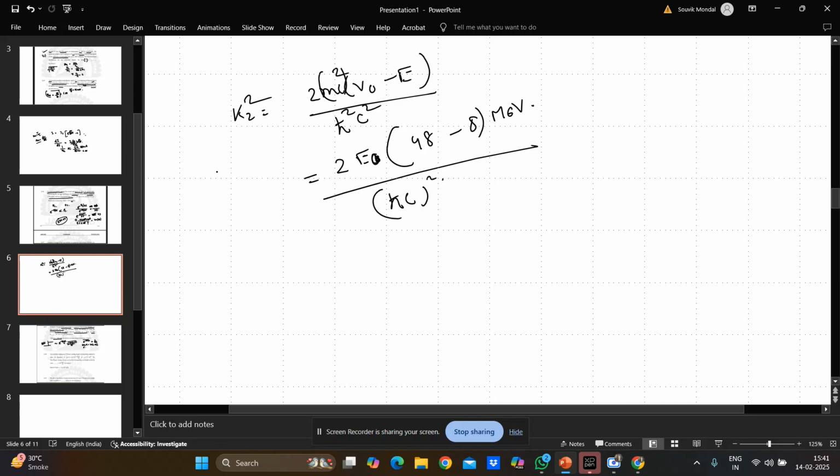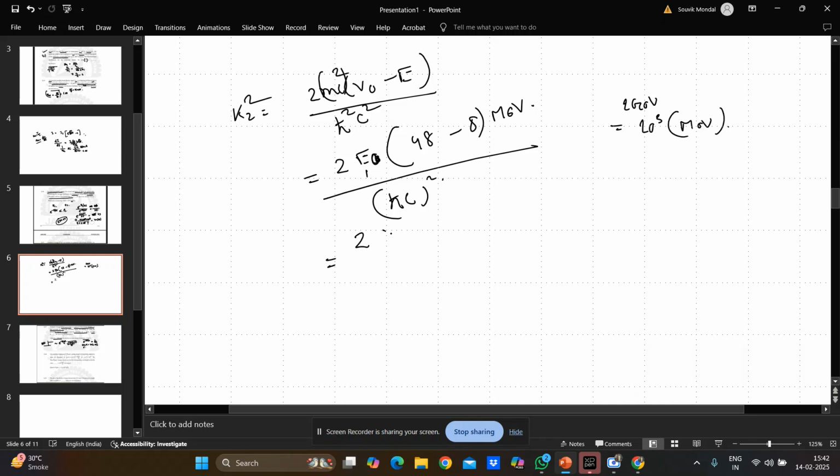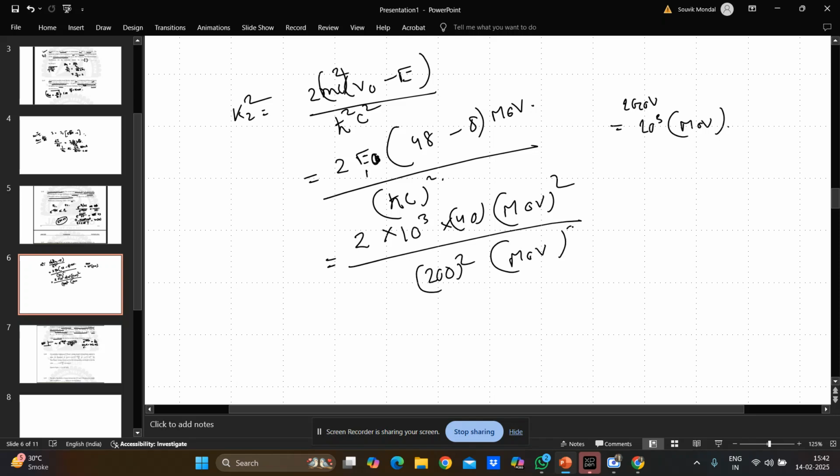Now what is h cut c? H cut c, they have already mentioned, this is 200 MeV. And E naught is what? E naught is 1 GeV. 1 GeV is equal to 10 to the power 3 MeV. Right. So now let's look carefully. It is 10 to the power 3 into 40. And what is the unit of this numerator? It is MeV square. And h cut c is 200 square into MeV square. So the units got eliminated.